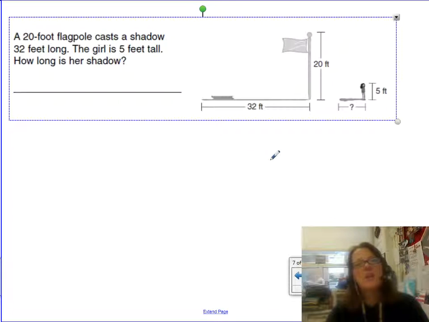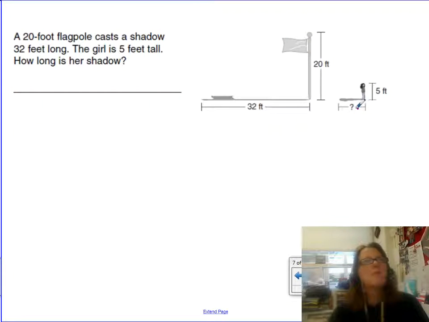Here's another shadow one. They love to do flagpole ones, so here we go. Flagpole, 20 feet tall. The shadow is 32 feet long. Here's a little girl. She's 5, I guess that's not so little, 5 feet tall. And how long is her shadow? I don't know. What do you want to call that? I'm going to call it S for shadow.